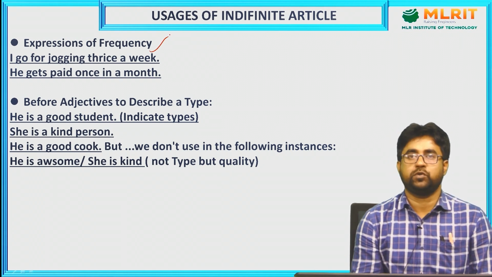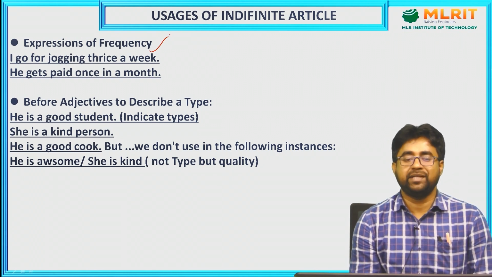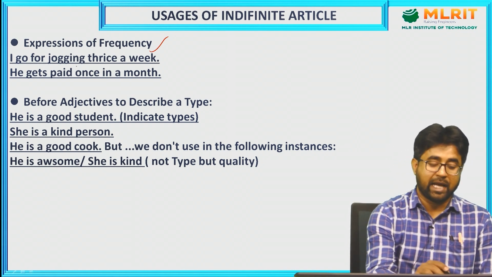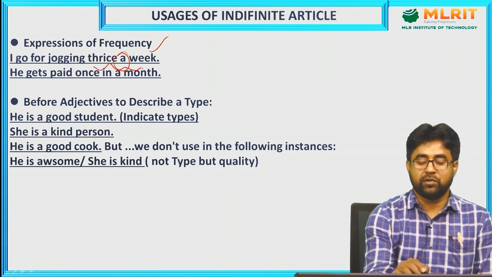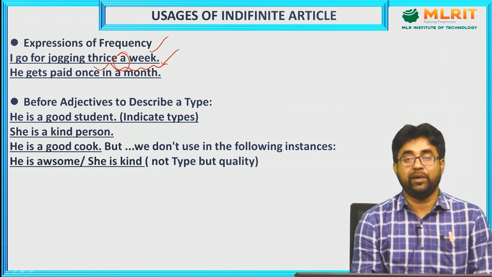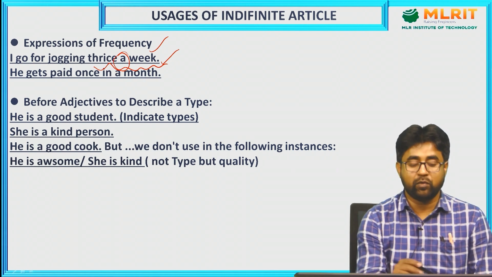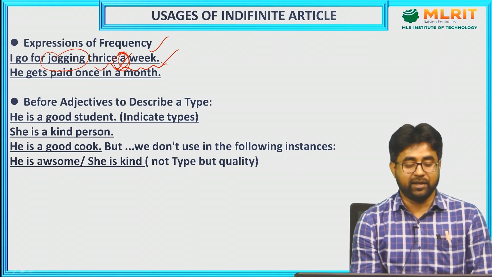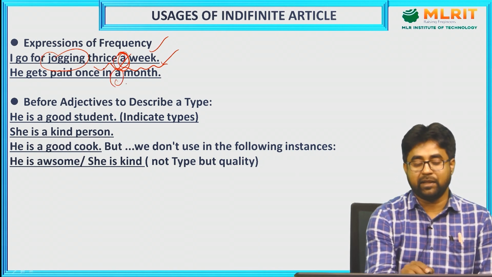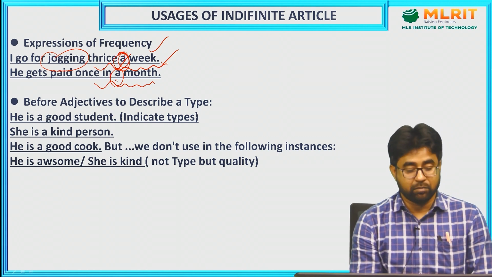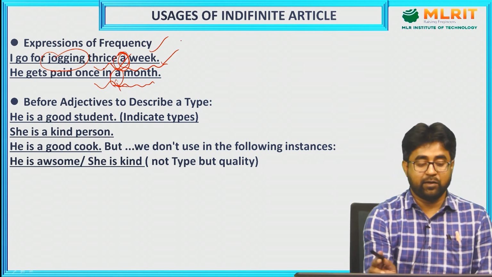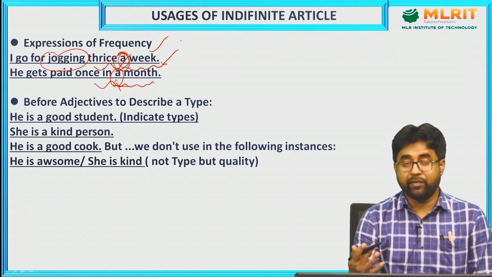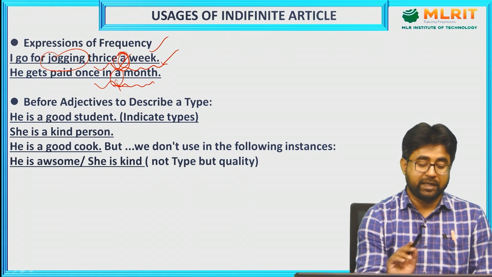Expression of frequency. When we talk about the frequency of certain things, certain events, we do use the indefinite article. You can see here, I go for jogging thrice a week. Thrice a week, I am using this to indicate frequency. How frequently do we go for jogging? Thrice a week. He gets paid once in a month. Again, what is the frequency of getting paid? Once in a month. This is the general rule you have to remember: when we express frequency of certain things, we use the indefinite article.